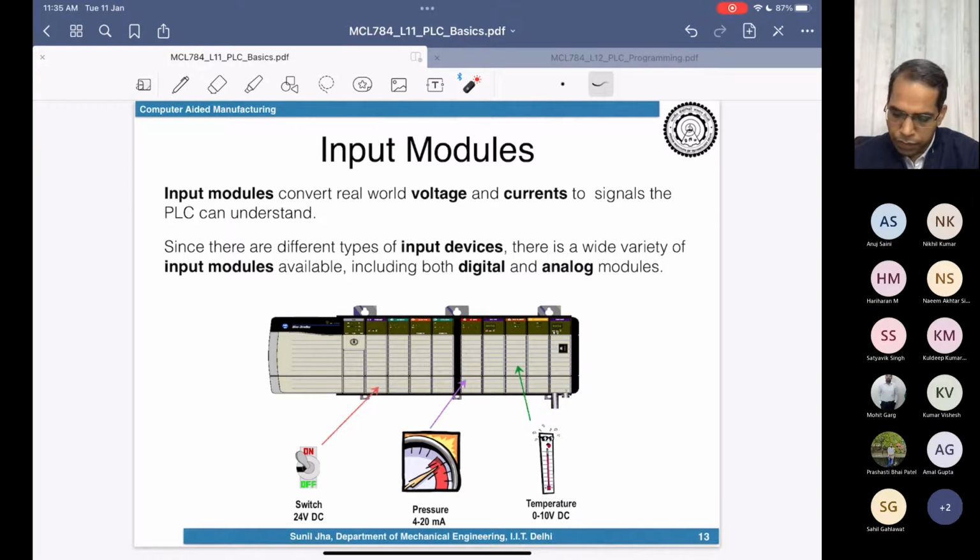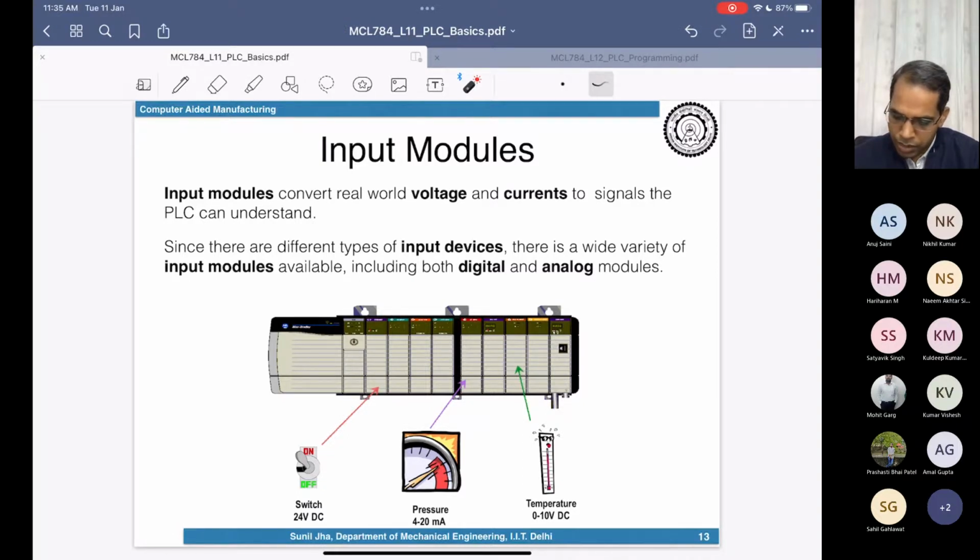If you see the kinds of inputs we are supposed to connect, we will be connecting a toggle switch over here, which takes a state of on or off. This is a switch which will be producing 24 volt DC. What type of module will this be, anyone? What type of module will we interface this switch with a 24 volt DC? Digital module? Yeah, it's a digital input, right? You're right. So we will be interfacing it with a digital input module.